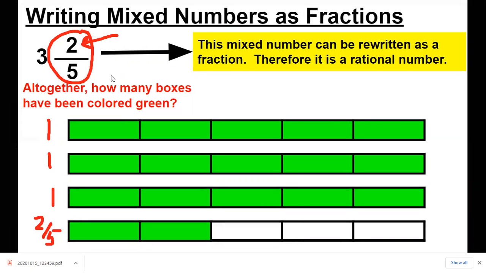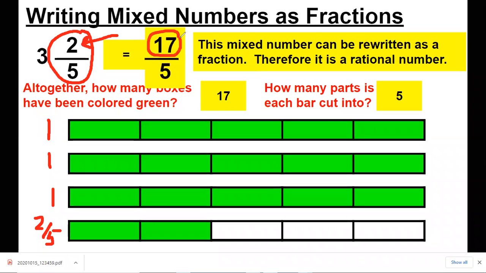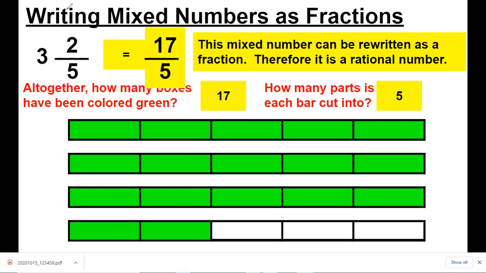Altogether, how many boxes did I color in? I colored in 17 pieces, right? Because that's how many I ate. How many parts is each bar cut into? That should be 5, right? Each one's cut into 5. That's the denominator. So altogether, I have eaten 17 pieces cut into 5 parts. I have just converted my 3 2/5 into a fraction. It's called an improper fraction because the 17, the big number on top, is bigger than the bottom number, but it's still a fraction.